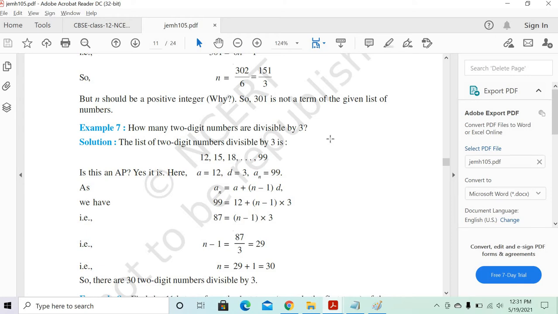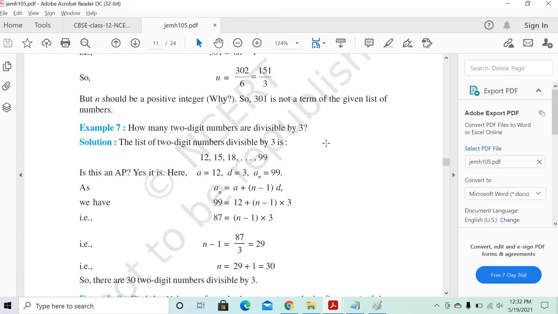2-digit numbers. So where will a 2-digit number start? 10, 11, 12, 13, right? Till where does it go? Till 99. It will start with 10, it will end at 99. So in between that we need to find the numbers which are divisible by 3.